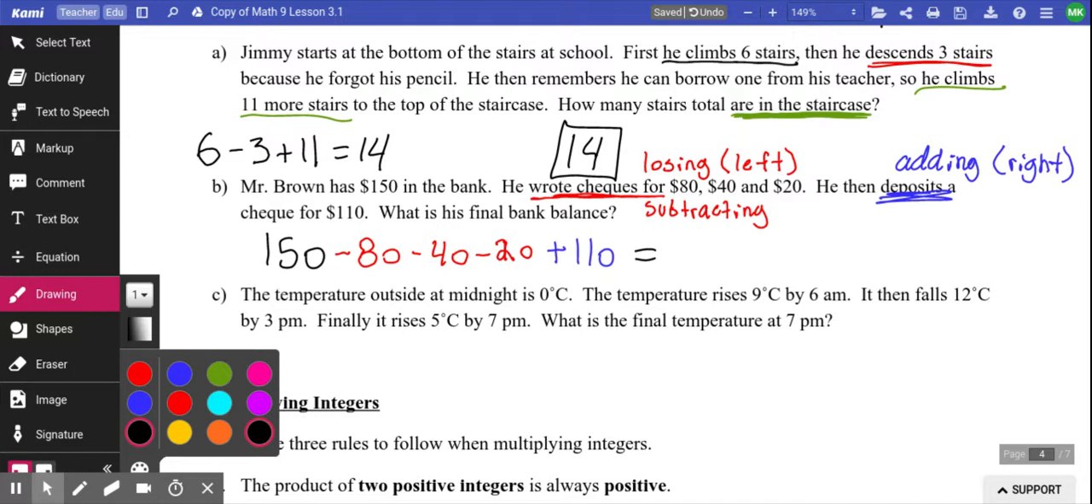The way I would do it in my head, if I have 150 and I lose $80, that means I'm down to $70 left. If I lose another 40, that means I'm down to $30 left. If I lose $20, that means I'm down to $10 left. And then I add 110, it means I have $120 total.